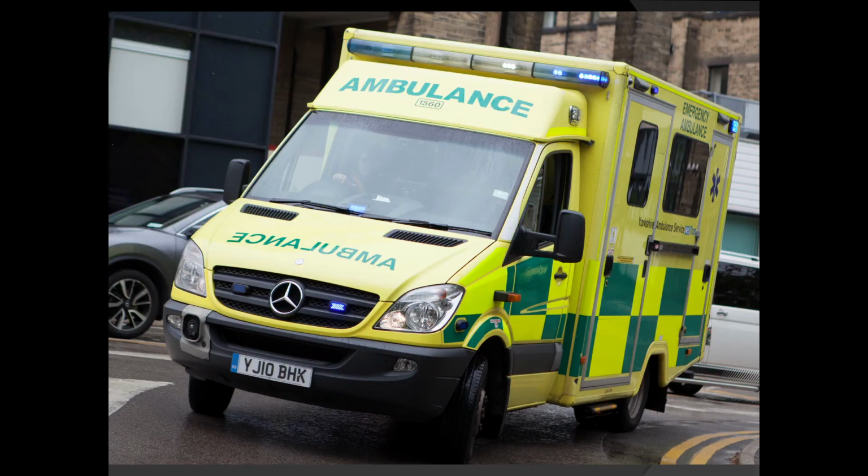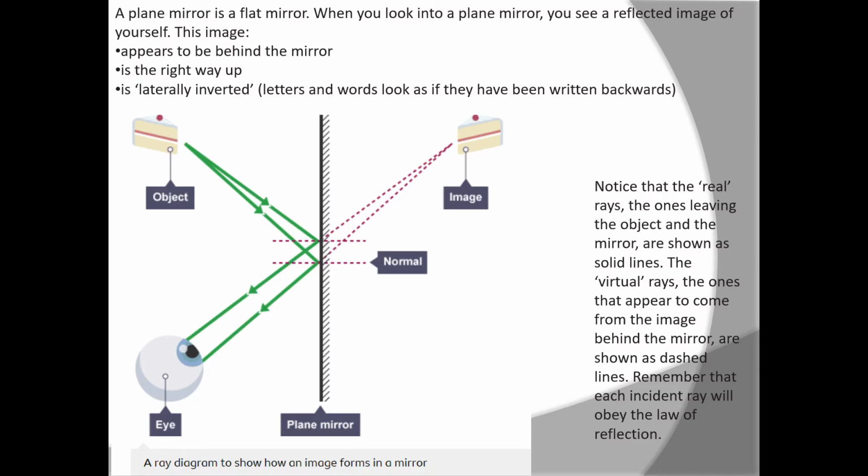So just thinking a little bit about application of mirrors. Ambulances, for example, I'm sure you've seen them before, where they have it written the wrong way on it. And that's obviously because in mirrors we see a mirror image. So when you're looking in a rear view mirror in a car and an ambulance is behind you, you'll be able to see the word ambulance. And that's just because in mirrors we see an image.